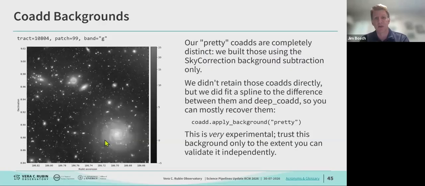This is what it looks like if, instead of unapplying the background, the deep coad subtraction, you apply the pretty background subtraction and switch to the background subtraction of the pretty coads. Things look much better, at least to the eye. All these big things go out as far as they realistically do. That makes it really hard to deal with them with their neighbors, which is another reason why we don't want to measure on these, at least not right now.